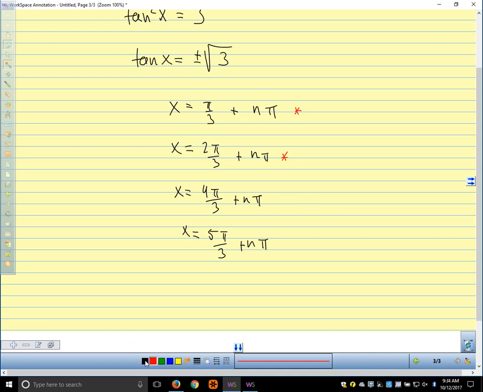And here's why. If we look at our unit circle, and we're here at pi over 3, and we add pi radians, where do we end up? We end up at 4 pi over 3. And if we're here at 2 pi over 3, and we add pi radians, we end up over here at 5 pi over 3. So these two would include the other two solutions.